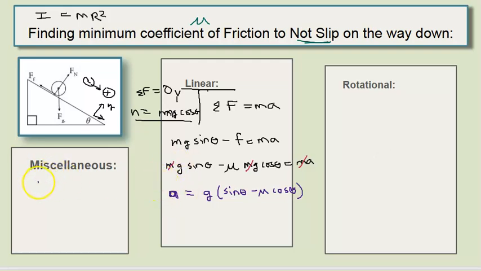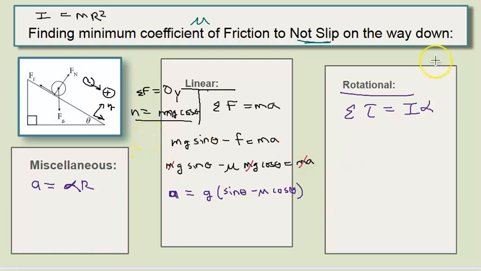Okay, so miscellaneous, it is not slipping. Again, that's not going to come from the force diagram. It's going to come from the wording in the problem that says it's rolling without slipping. So a, which is here that I don't want anymore, is related to alpha and R. Okay, well, I don't really want alpha either, so let's figure out how we can get rid of alpha. And that is in your rotational column. So the sum of the torques equals I alpha.